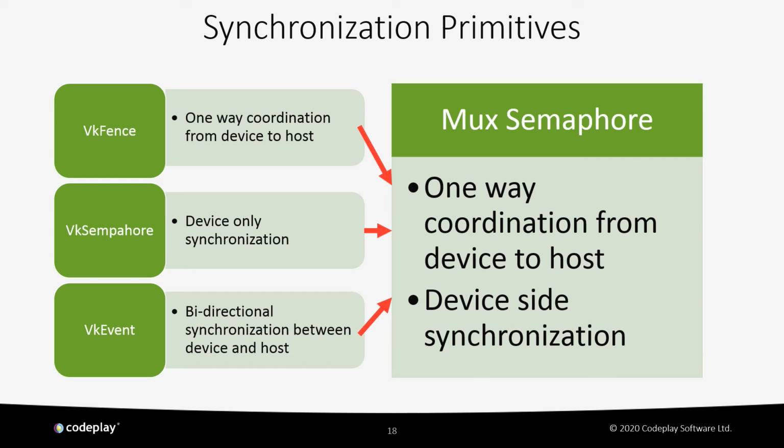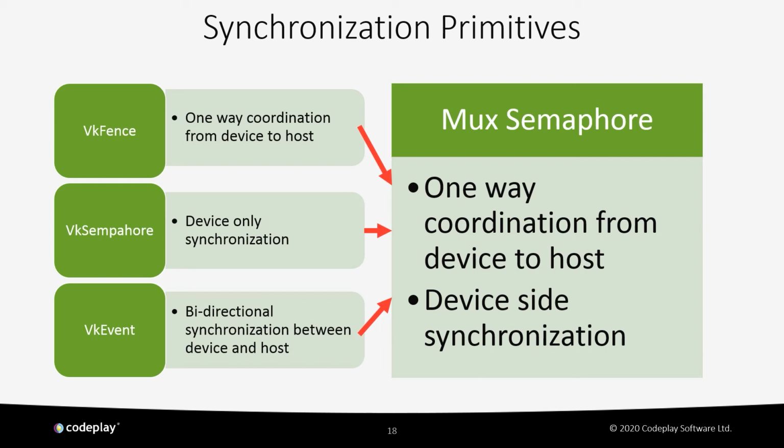Going into more depth on this mapping between Vulkan synchronization and MUX synchronization primitives. There are 3 synchronization primitives in Vulkan that I'm going to talk about. There's VK fence for one-way coordination from device to host. There's VK semaphore for device-only synchronization within a command queue. And there's VK event for bidirectional synchronization between device and host, which is powerful but more expensive.